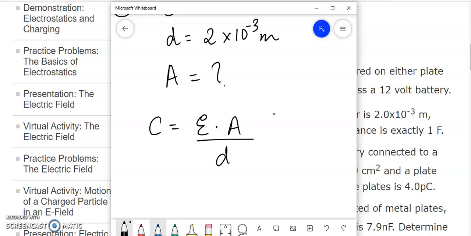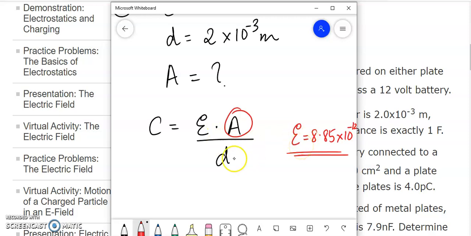Now we don't know area. Yes, we need to find area, and we make area the subject. We have the values for C and for D, and epsilon is understood because it's in vacuum, which is automatically the value 8.85 into 10 raised to minus 12. Okay, so that is the value for epsilon. Another thing I missed is this is epsilon 0.